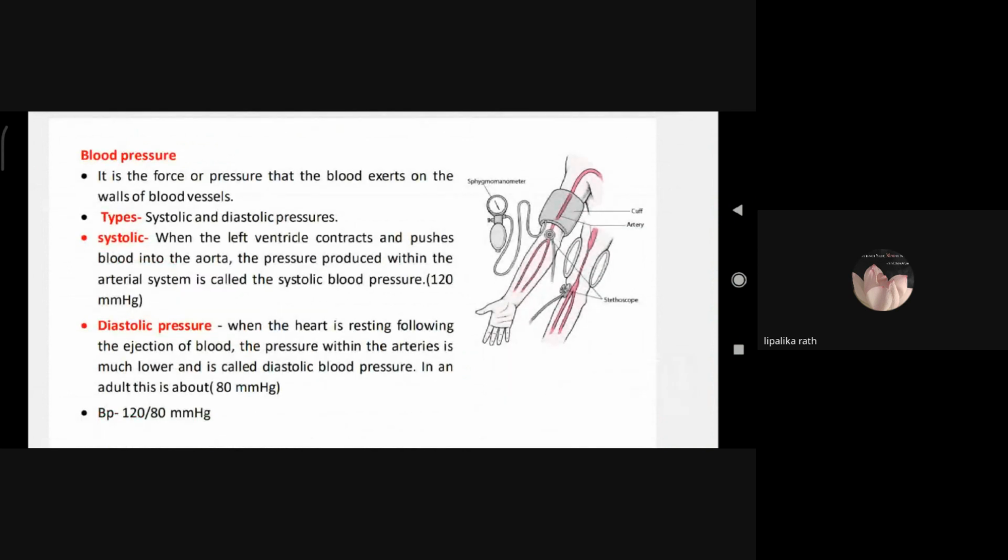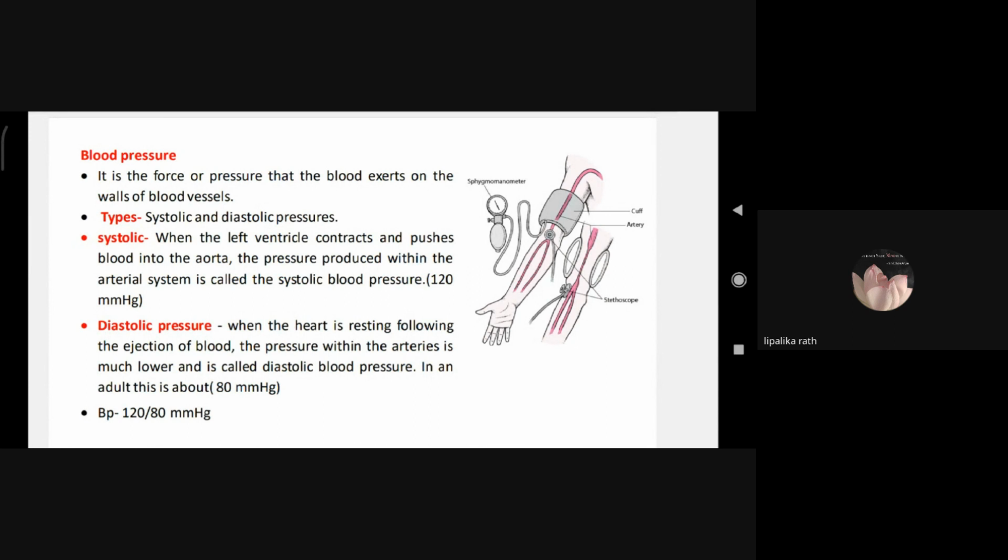Okay. Now this is blood pressure. It is the pressure that blood exerts on the walls of blood vessels. For example, when you are boiling water in a pan, the pressure or force the water exerts on that pan is the pressure of that liquid. In the same way, the force exerted by blood on the walls of blood vessels is blood pressure. The inner wall of the blood vessel feels the pressure of blood.